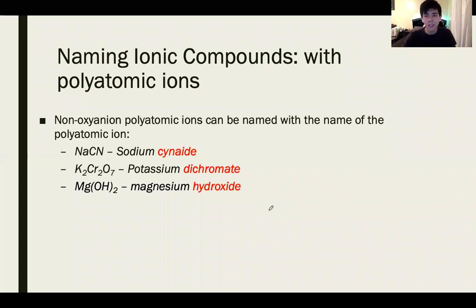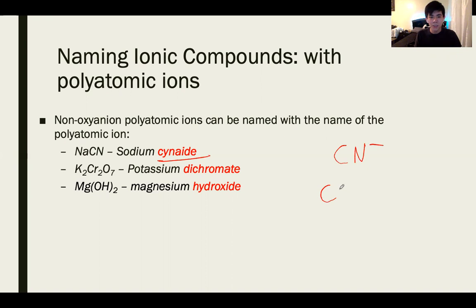When we're doing it with polyatomic ions that are not oxyanions, even though they are considered polyatomic ions, the non-oxy ions, which of course are different from the rest, can be named with the name of the polyatomic ion itself. So you'll notice that some polyatomic ions have very unique names. One of which is cyanide, so CN-. You have dichromate, which is Cr2O7. And you also have hydroxide.